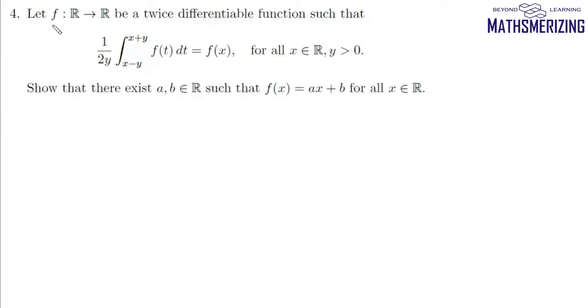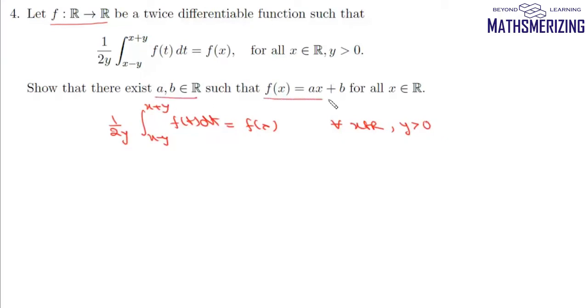Now the fourth question is, let f be a function defined from R to R such that it is twice differentiable, and 1 upon 2y integral from x minus y to x plus y of f(t) dt is equal to f(x) for all x belongs to R and y is greater than 0. We need to show that there exist real numbers a and b such that f(x) is ax plus b. So we have to show that this f(x) is a linear function for all x belongs to R.